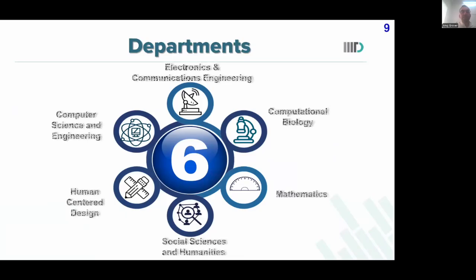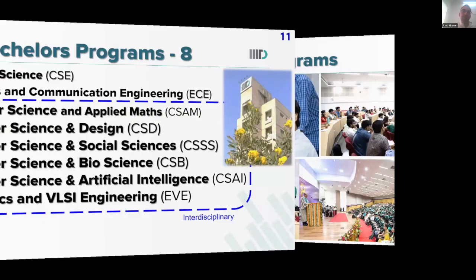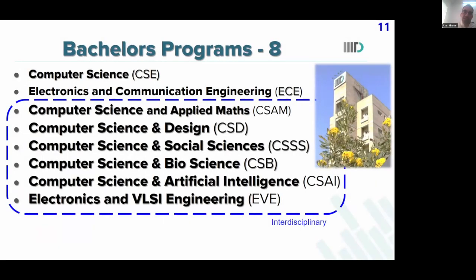We have 6 departments: the departments of computer science and engineering, electronics and communication engineering, computational biology, math, social sciences and humanities, and human-centered design. In terms of educational programs, we offer 8 bachelor's programs: the program in computer science and engineering, electronics and communication engineering, computer science and applied mathematics, computer science and design, computer science and social sciences, computer science and biosciences, computer science and artificial intelligence, and electronics and VLSI engineering.